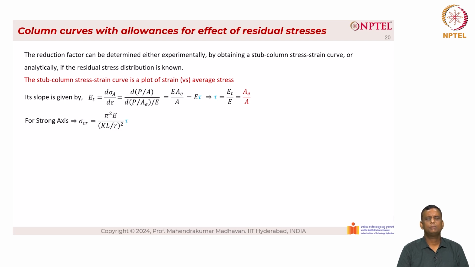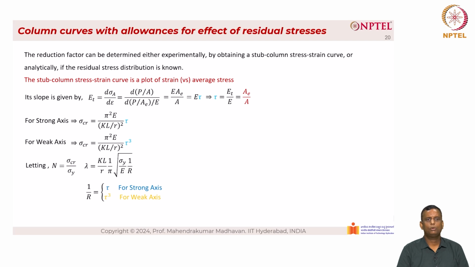For strong axis, sigma critical equal to pi square E divided by (KL by r) the whole square into tau. For weak axis, sigma critical equal to pi square E divided by (KL by r) the whole square into tau cube. Letting n equal to sigma critical by sigma y, we have lambda equal to KL by r into 1 by pi into root of sigma y by E. Now what lambda is will be shown in a couple of seconds. So we have 1 by R equal to tau for strong axis and tau cube for weak axis. So the relation between n and lambda is given as n equal to 1 by lambda square, as you can see here.